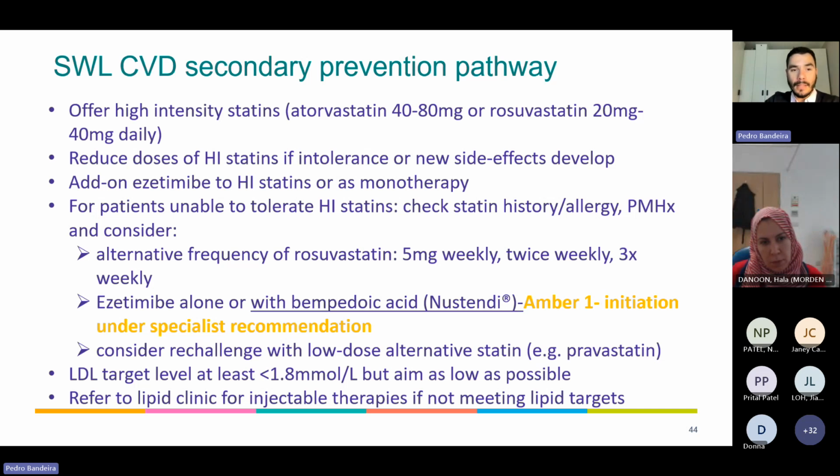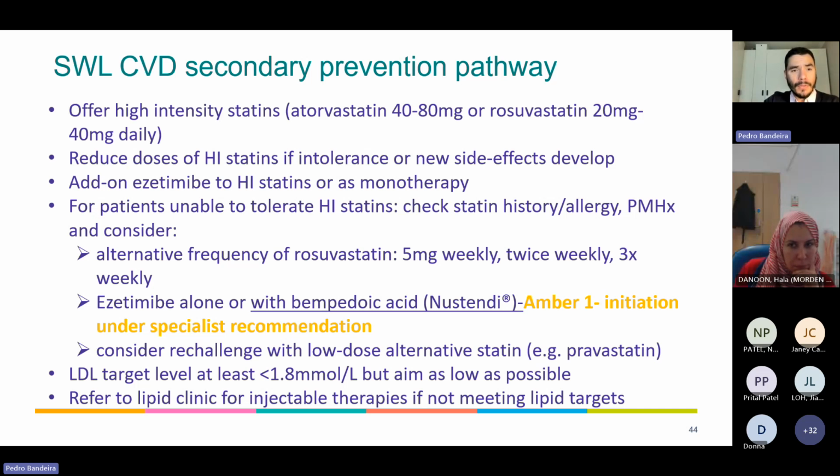Reduce doses of statins if patients are intolerant or new side effects develop. Consider drug interactions, for example, clopidogrel and rosuvastatin, where the rosuvastatin maximum dose will be 20. All can be increased, but normally in lipid clinic.